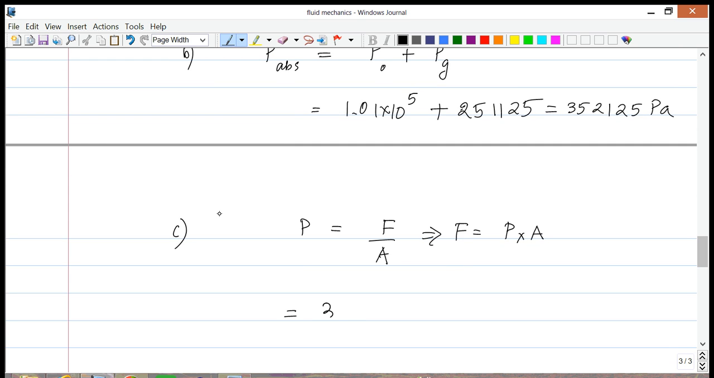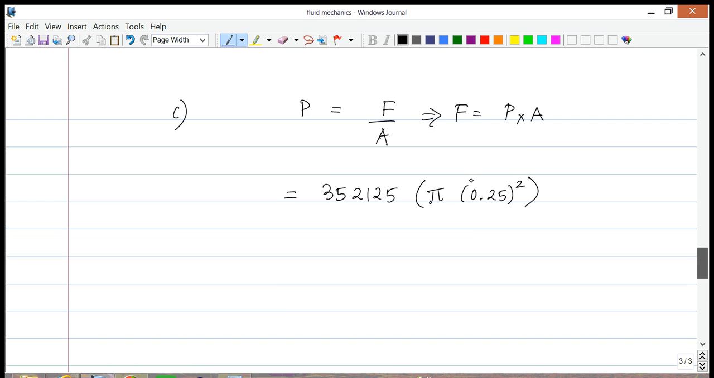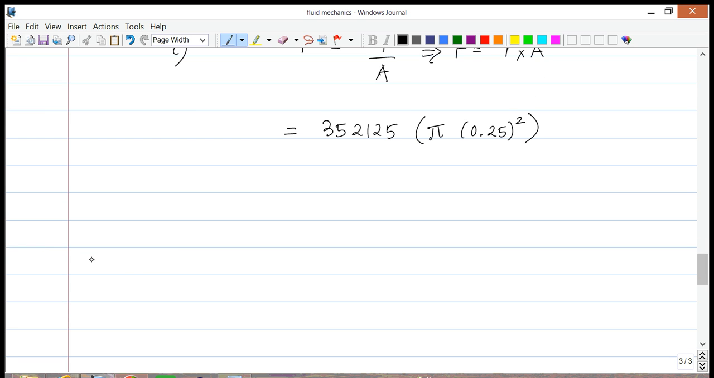The pressure is 352,125, and we're going to multiply this by the area, and the area of a circle is nothing but pi times r square. It's 25 centimeters, so we have to convert that to meters. So this squared, and this gives us the value for the force, so it's about 69140 newtons. So this is the force that this surface area would experience. Alright, so that's for this problem.